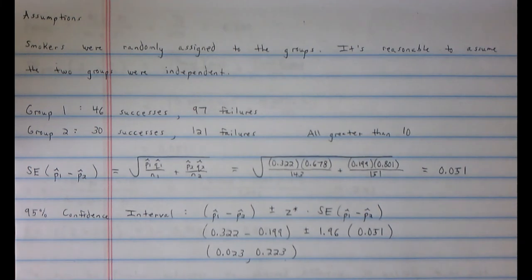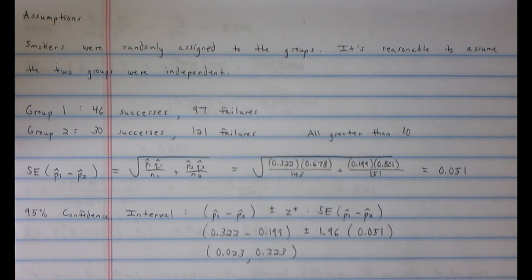We should start by checking the necessary assumptions and conditions. So if you start with the independence assumption, smokers were randomly assigned to the groups. It's reasonable to assume the two groups were independent. And then for the success-failure condition, in group 1, there were 46 successes, 46 of the individuals quit smoking, and 97 failures. In group 2, there were 30 successes and 121 failures. And all of these are greater than 10.